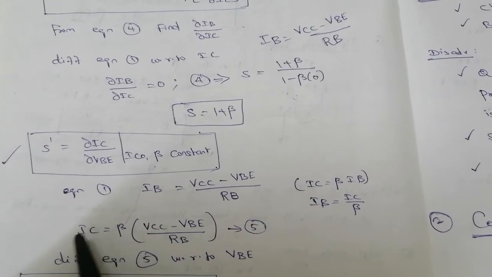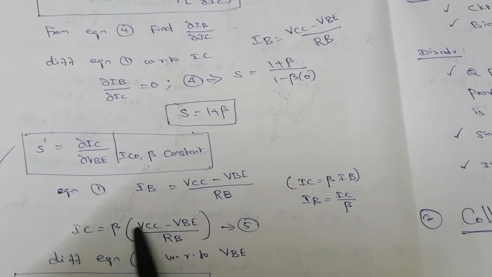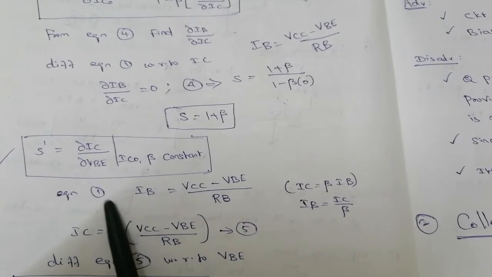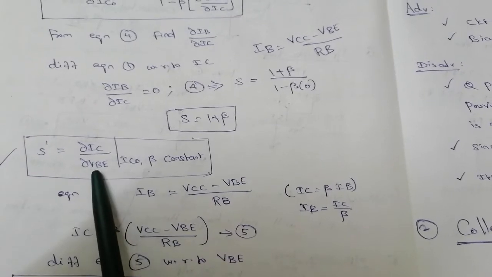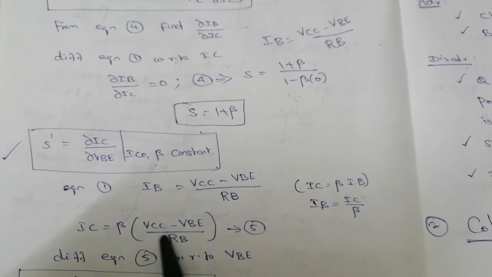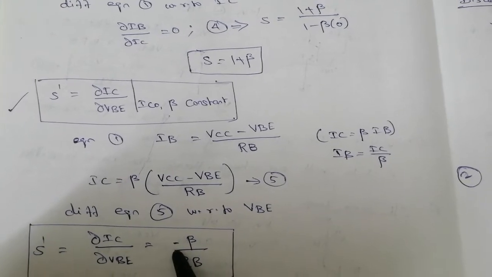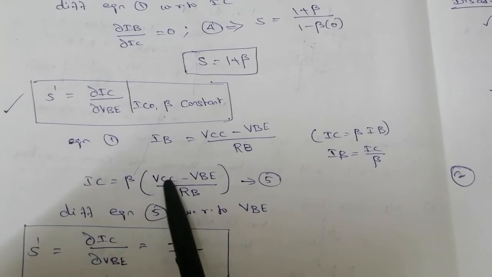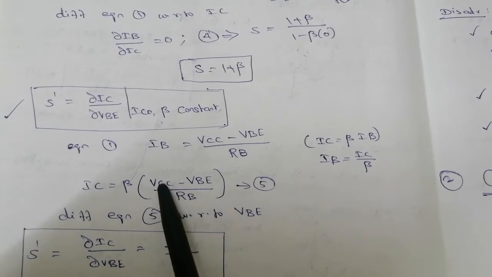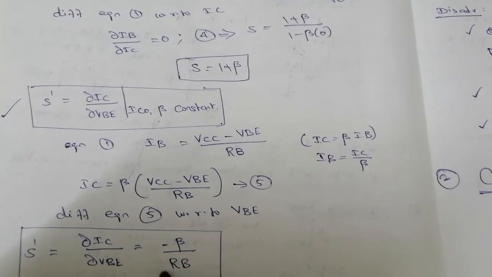So IB equal to IC divided by beta. This beta is cross multiplied into the RHS side. So IC equal to beta into (VCC minus VBE) by RB. Now differentiate this equation with respect to VBE, because S dash is nothing but dou IC by dou VBE. We have IC, so now differentiate this equation with respect to VBE, right? So S dash equal to dou IC by dou VBE equal to dou of beta into (VCC minus VBE) by RB. Differentiating with respect to VBE, this term becomes 0 and this term becomes minus beta by RB. This is the S dash.